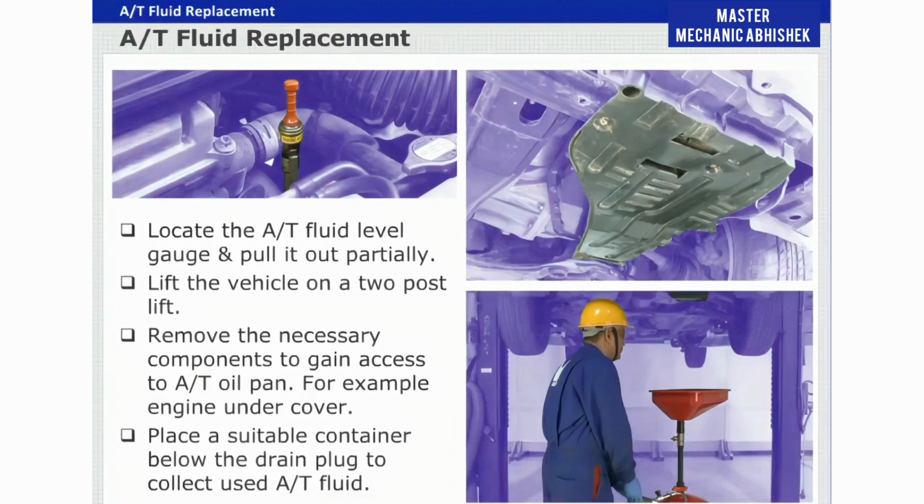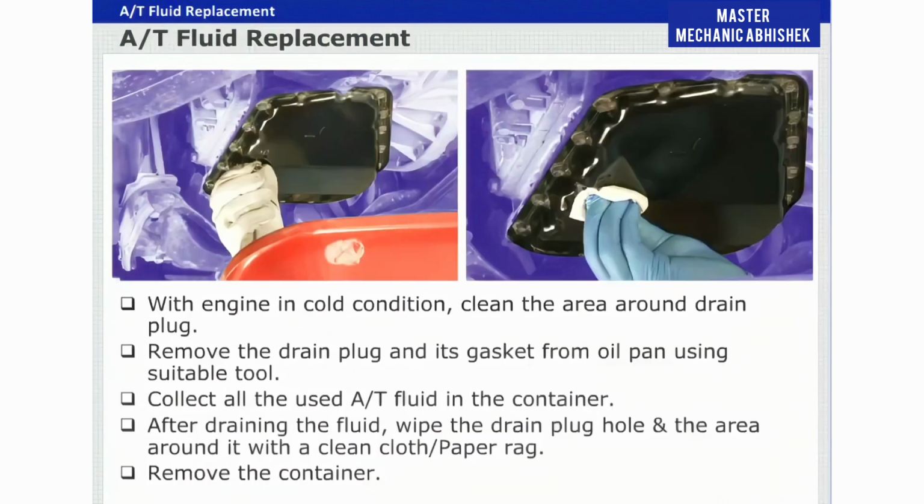Place a suitable container below the drain plug to collect used AT fluid. With engine in cold condition, clean the area around drain plug. Remove the drain plug and its gasket from oil pan using suitable tool. Collect all the used AT fluid in the container. After draining the fluid, wipe the drain plug hole and the area around it with a clean cloth or with paper rag. Remove the container.